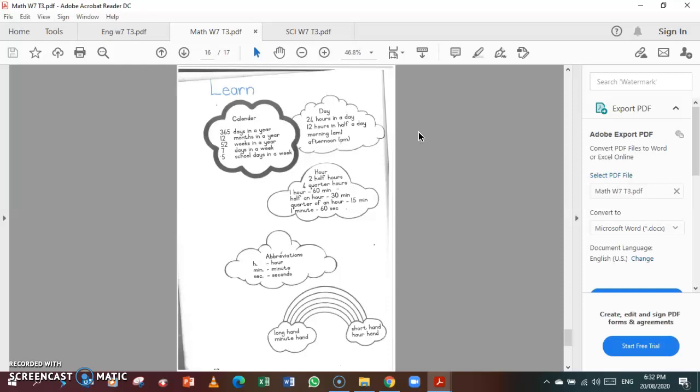So, in 1 year, we have 365 days, okay? In one whole calendar year, we've also got 12 months in a year. That means January, February, March, April, May, June, July, August, September, October, November, December. That is 12 months, year one. So we've got 12 months in a year, okay?